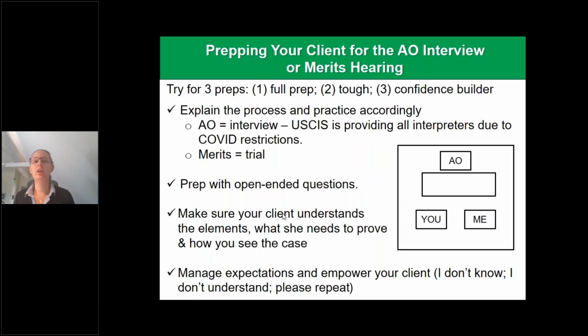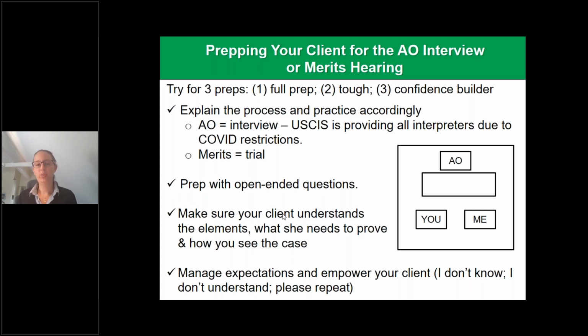When the time comes for your asylum office interview or your merits hearing, you're going to have to prepare your client. Now, the process is going to look a little bit different depending on whether you're at court or at the asylum office. At the asylum office, your client will be sitting in an office being asked questions by an asylum officer. You will have more of an observer role in that interview. And at the end, you will be given an opportunity to ask additional questions or make a final statement.